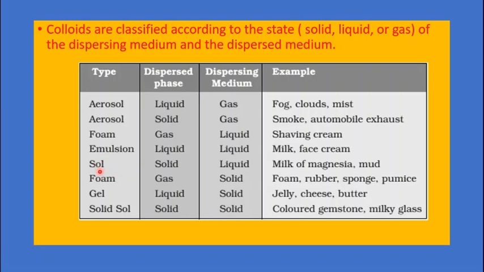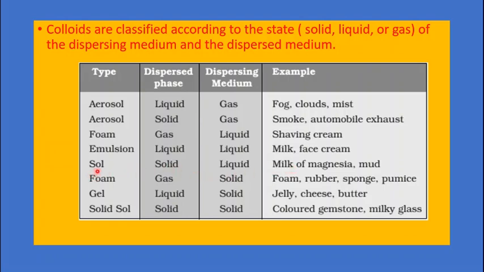Another example is sol. A sol is where solid is dispersed in liquid. For example, milk of magnesia and mud. Mud is the dispersed phase and it is dispersed in the liquid, which is the dispersing medium. Milk of magnesia is used as an antacid. When you have a digestion problem, you drink that light pink medicine. So that is an example of a sol.